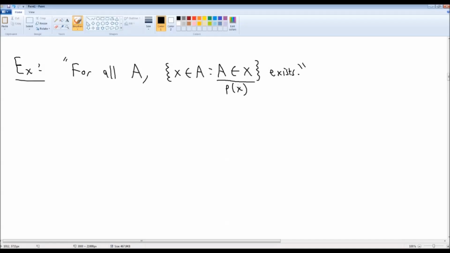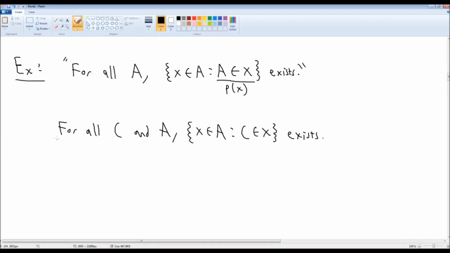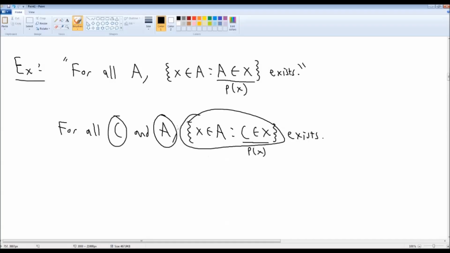Well, let me show you what we can do. By the axiom schema of separation, we know that this is true. And notice this P of X doesn't have an A in it. Now, here's the thing. We know that this set exists for any C and A in our universe.